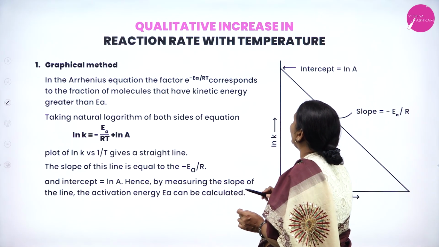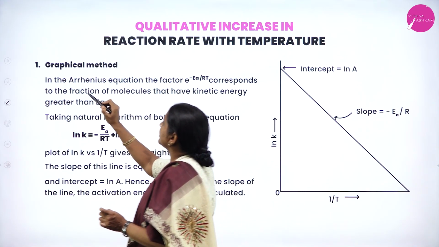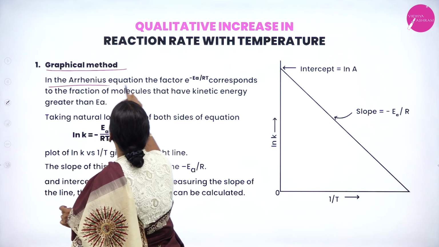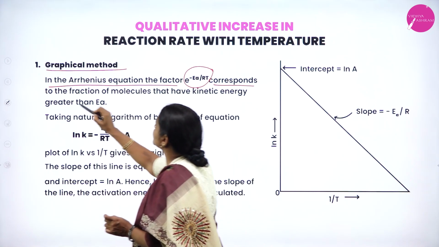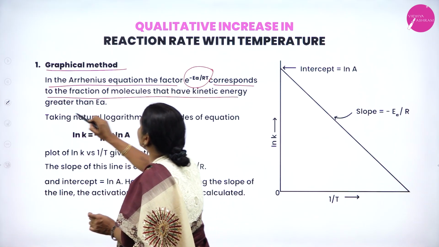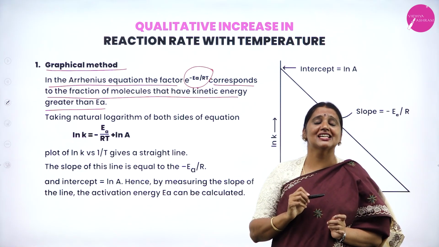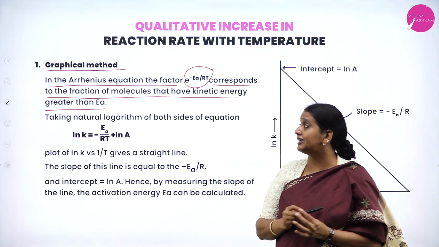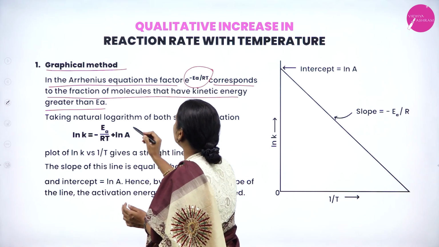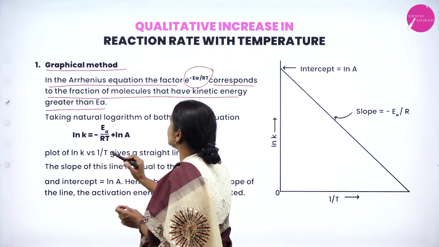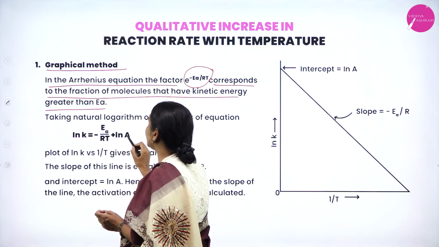Now, the same qualitative increase in reaction rate with temperature can be shown by a graphical method. In the Arrhenius equation, the factor e to the power of minus Ea by RT corresponds to the fraction of molecules that have kinetic energy greater than Ea. Taking the natural logarithm of both sides of the equation, ln k is equal to minus Ea by RT plus ln A.